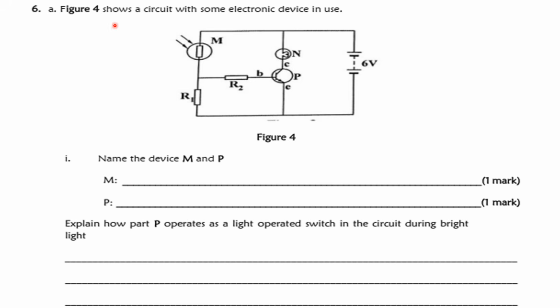All right, so this shows a circuit with some electronic device in use. So we have this device here, which is M, and another device here, P. And then we have 2 resistors, R1 and R2, and then we have a bulb there, and the battery. Very, very important. Have a look at the diagram closely before you proceed.